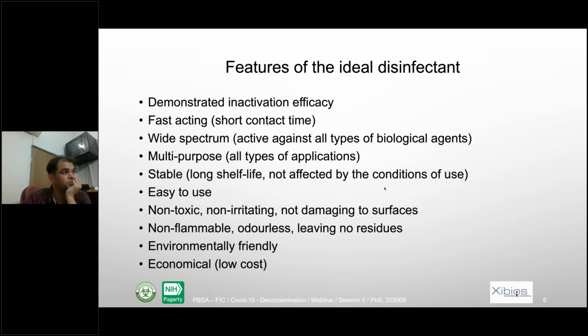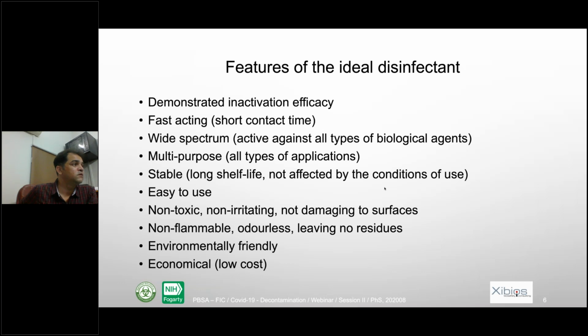It should be stable, meaning that it should have a long shelf life, that time should not have an effect on it, but also that efficacy should not be affected by the conditions of use, like, for instance, the content of organic matter. It should be easy to use. It should be non-toxic, non-irritating, not damaging to surfaces, also non-flammable, odorless, leaving no residues, and so on. It should be friendly to the environment, and finally, it should be cheap.